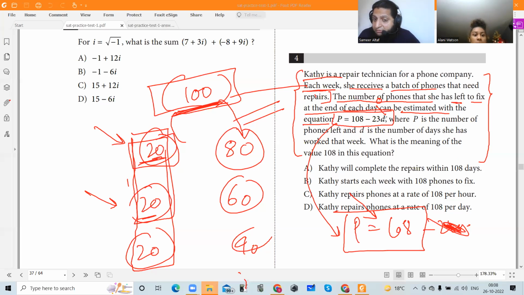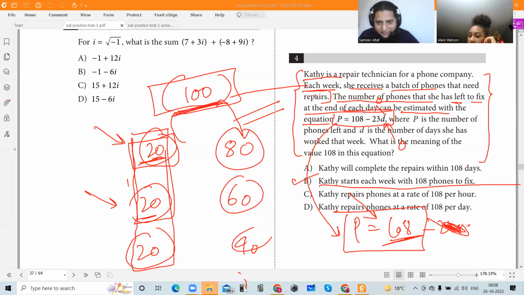I have not started yet because I have put in D as 0. D is 0 means even day 1 is not complete, right? So when D is 0, I'm getting P as 108. What does that mean? I'm starting with 108 phones. Exactly, and that's what your answer was.